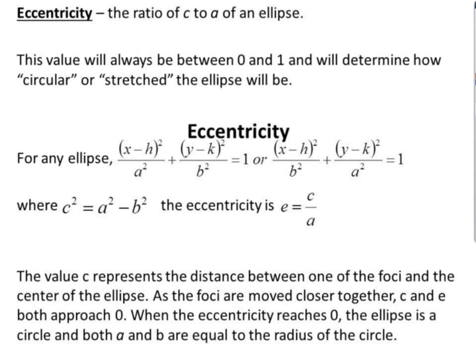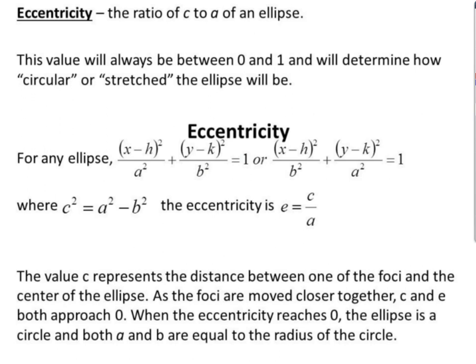Eccentricity is the ratio C to A of an ellipse. This value will always be between 0 and 1 and will determine how circular or how stretched out the ellipse will be. Now remember, in either form, A squared is the larger value and B squared is the smaller value. To find C, C squared is equal to A squared minus B squared.